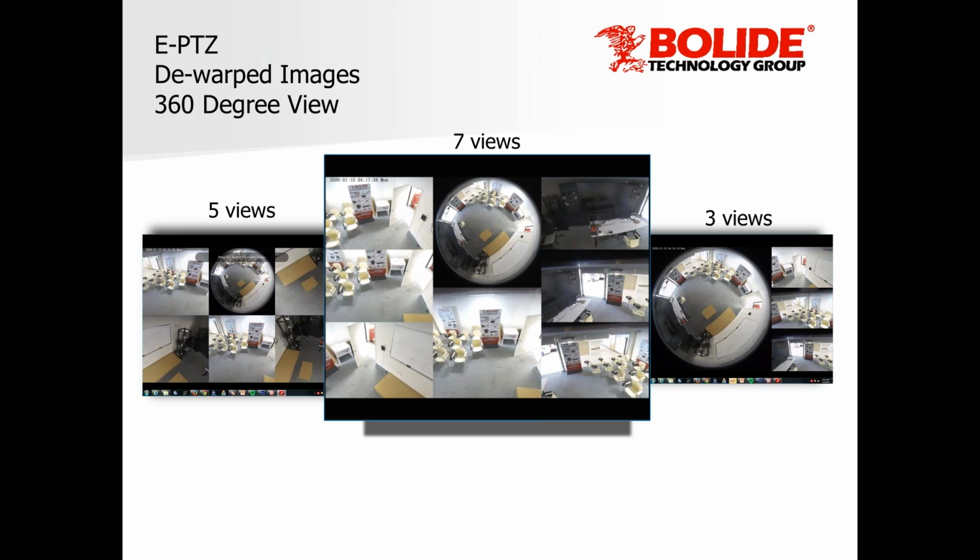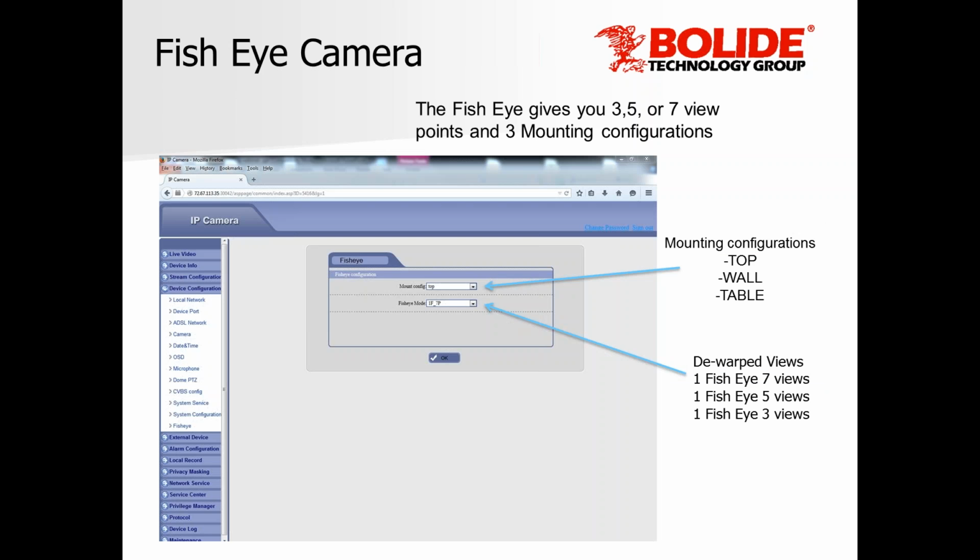I'm going to go over the features that this camera has. As you can see in the picture here, we have 5 views, 7 views, and 3 views. That's where the de-warping comes into play. Of course, you have the single fisheye view, and the de-warping will de-warp each picture to show the angle at which you have it. I'll go over that a little more in depth in a bit so you can know exactly what I'm talking about. So let's go into how to change these options.